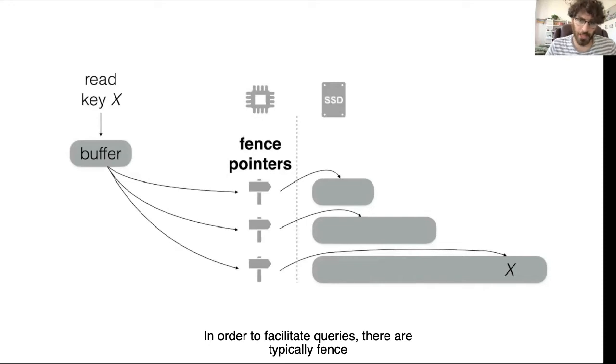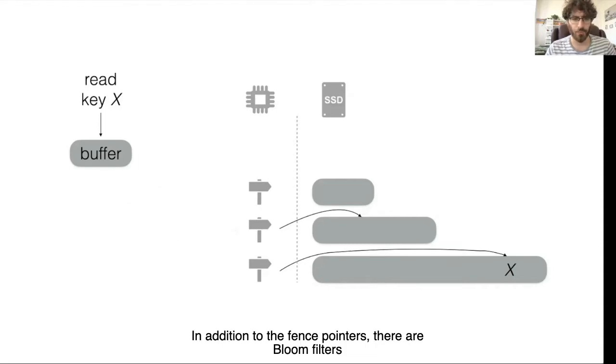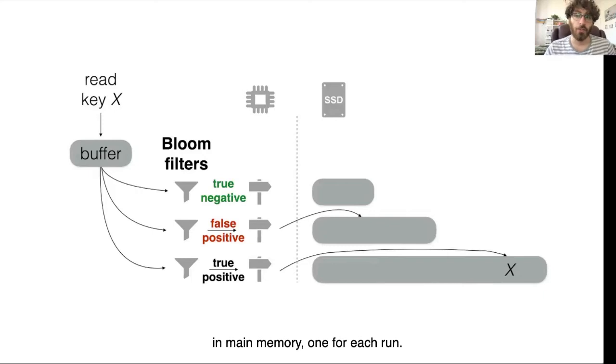In order to facilitate queries, there are typically fence pointers in main memory, which comprise the first key of every storage block of every run in main memory. These fence pointers allow us to find the relevant key range at each run with a single storage I/O. In addition to the fence pointers, there are Bloom filters in main memory, one for each run.